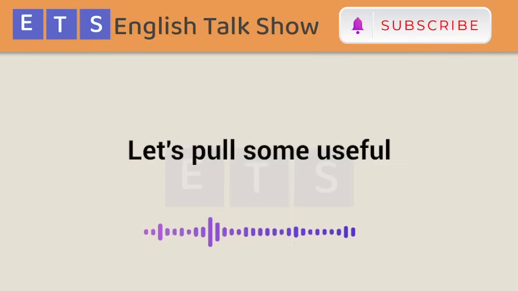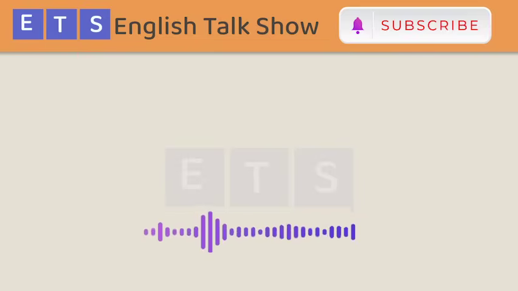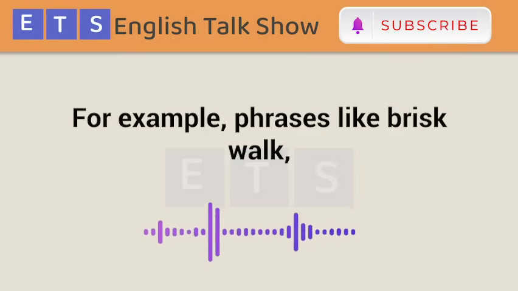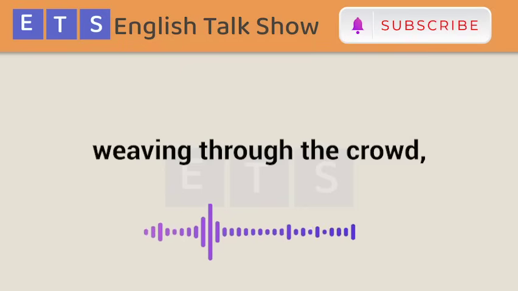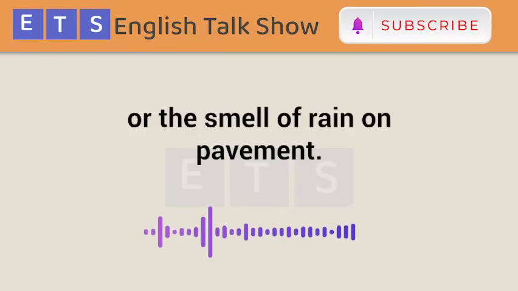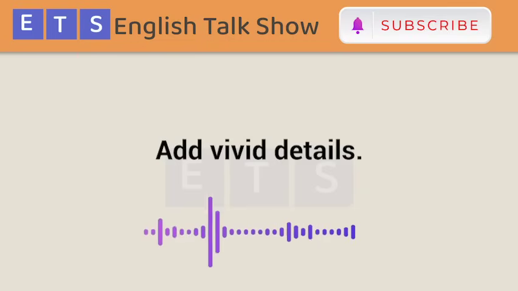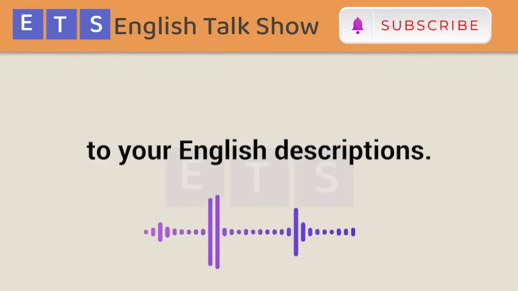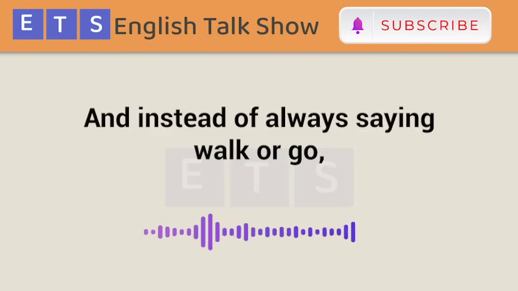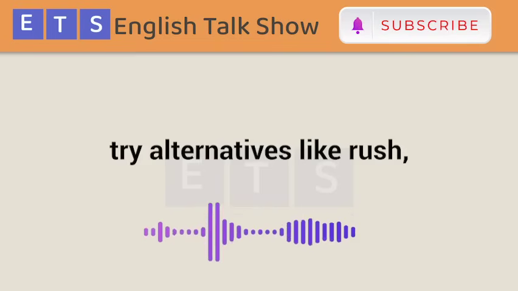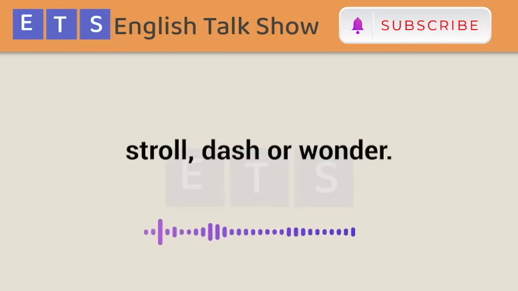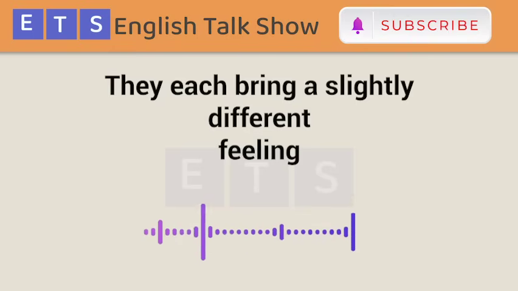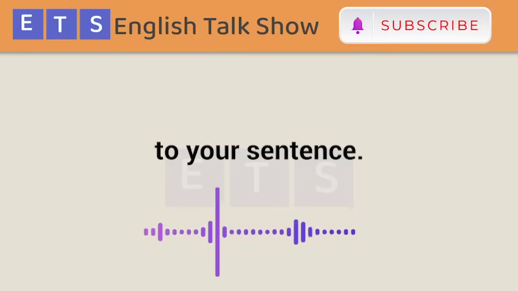Let's pull some useful expressions from this scene. For example, phrases like brisk walk, weaving through the crowd, or the smell of rain on pavement add vivid details. These are great ways to bring life to your English descriptions. And instead of always saying walk or go, try alternatives like rush, stroll, dash, or wander. They each bring a slightly different feeling to your sentence.